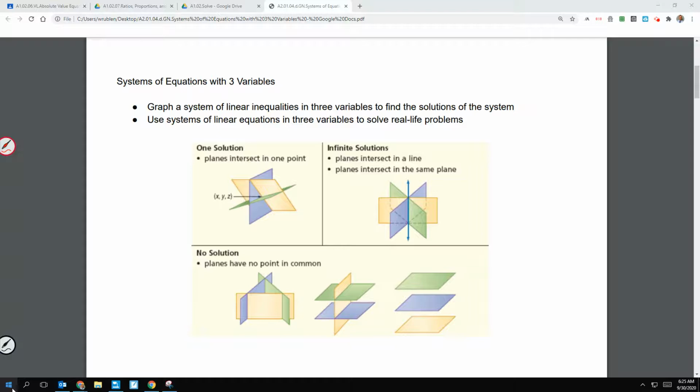We're talking about systems of equations in three variables. We want to graph a system of linear inequalities in three variables to find the solutions of the system, and use systems of linear equations in three variables to solve real-life problems.